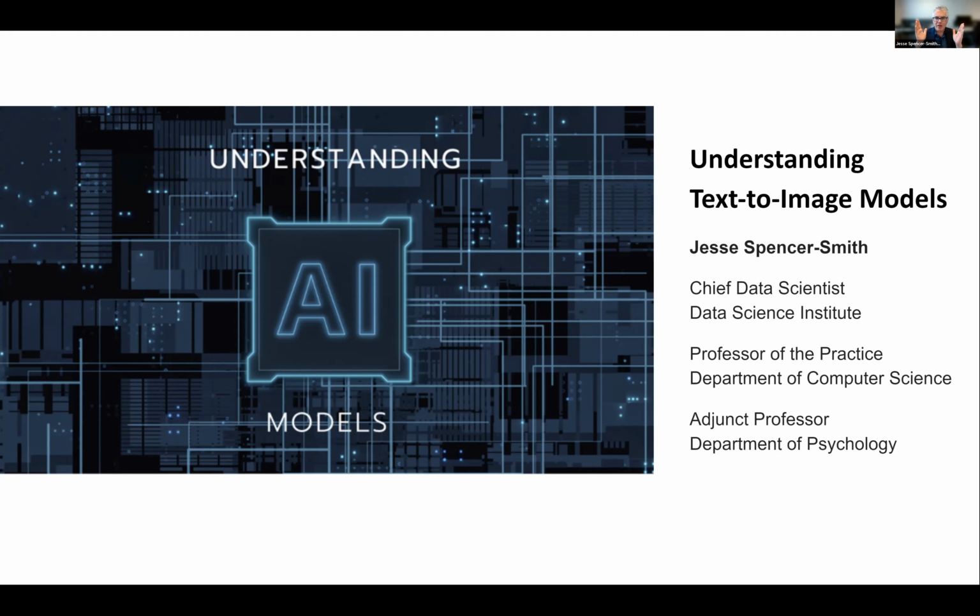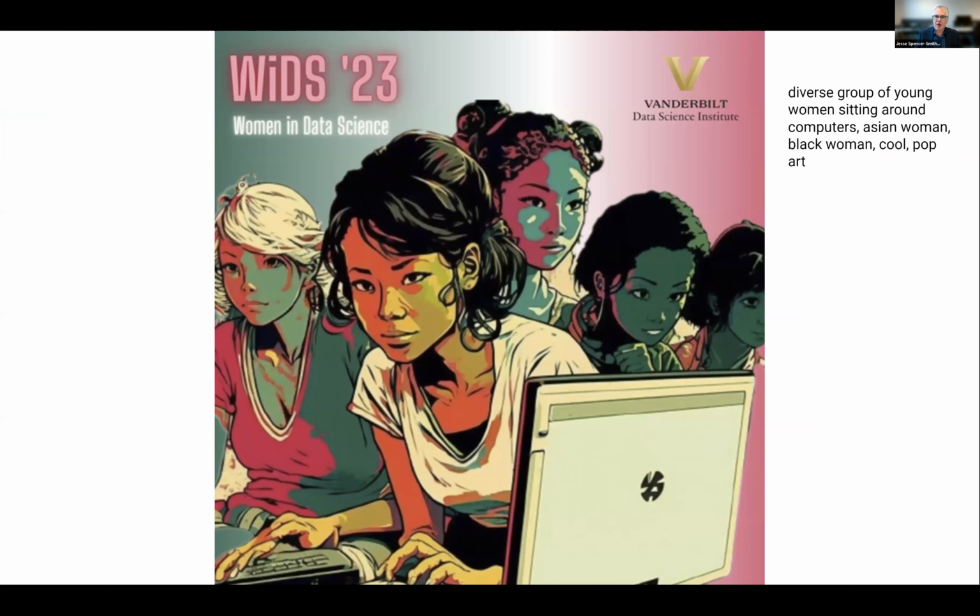So why is that a problem? Well, let's think about generally what these models do, and we're going to get a chance to try this out, and let's see what the models actually do for us. In this case, you can see our Women in Data Science 2023 upcoming conference, and this was the prompt, Brooke, that I think you used: diverse group of young women sitting around computers, Asian woman, Black woman, cool, pop art. Yes. So first of all, we had to say diverse group.